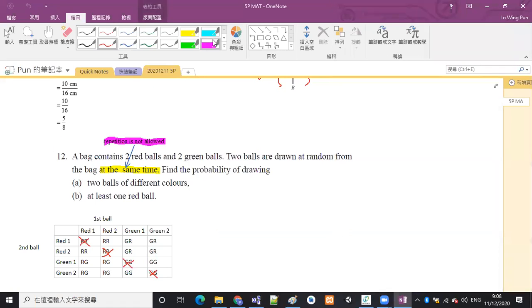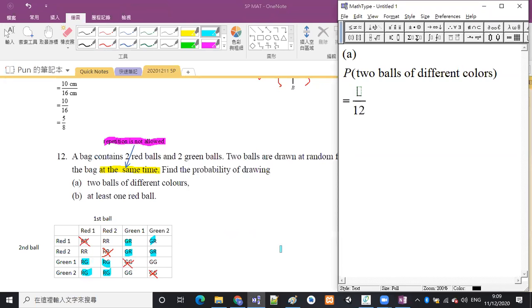So let me use blue this time. Different colors. Green and red. Green and red. Green and red. Green and red. And then red, green, red, green, red, green, red, green. Okay, among the 12 outcomes, there will be 8 of them having 2 balls of different colors. So the final answer will be 2/3.